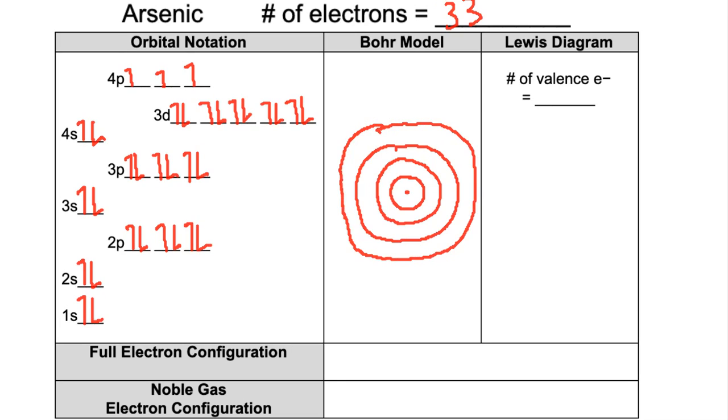Okay, in the first energy level, in the 1s, there's 2. So we'll put my 2 electrons there. In the second energy level, 2s and 2p, there's a total of 8. Sorry, 6 in the 2p and 2 in the 2s. 2 and 6 is 8.